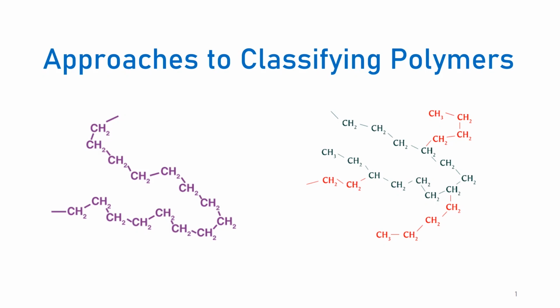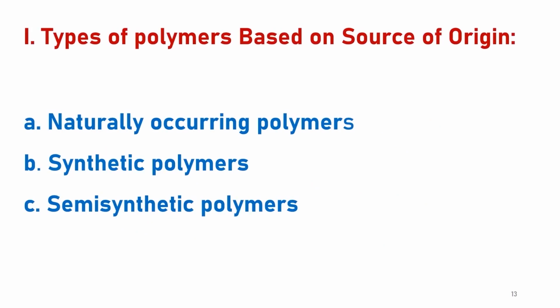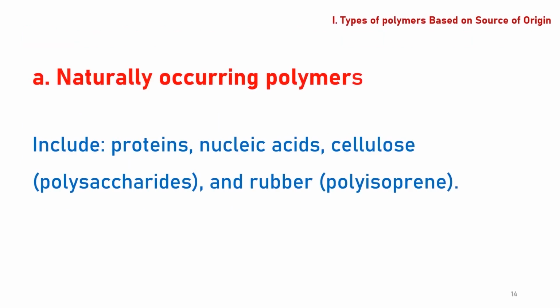Let's start the classification of polymers based on the source of origin. Polymers can be classified according to their origin into naturally occurring polymers, synthetic polymers, or semi-synthetic polymers. First, the naturally occurring polymers.